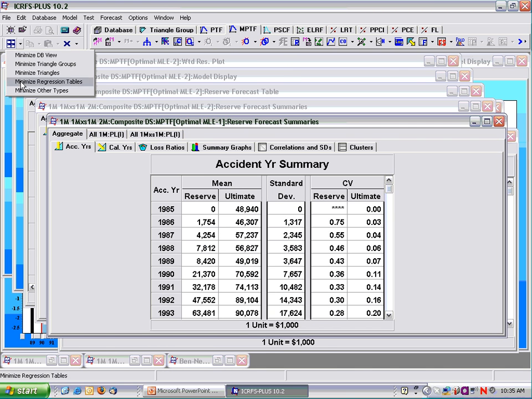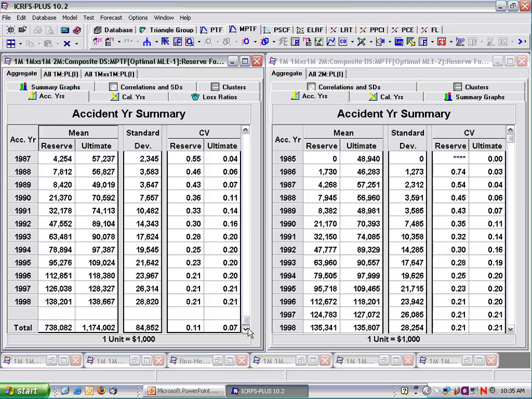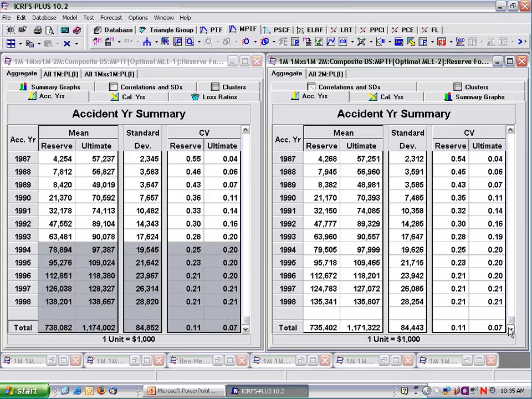So we've got a forecast summary for each, and let's look at them. On the left, we have the aggregate of the 1M and 1Mxs1M. On the right, we just have a forecast for the 2M, which is supposed to represent the aggregate. And you'll see the statistics are almost the same. So the model, in a sense, is consistent. We've used it to forecast the 2M, and then we used it to forecast the 1M and the 1Mxs1M in the aggregate, and we've got consistent answers.